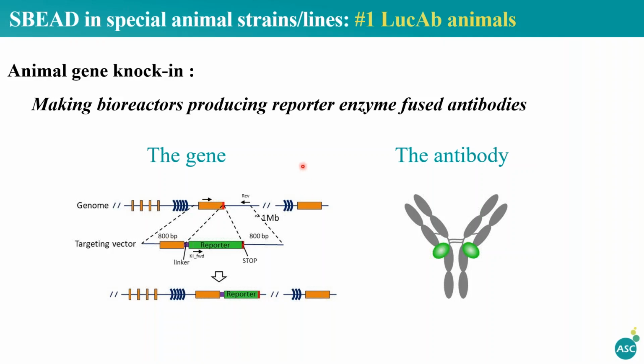The first animal I would show you is LucAb animals, which produce antibodies fused with the luciferase reporter. The idea is that by knocking in a luciferase reporter gene into the open reading frame of the antibody gene, the antibody produced will naturally carry endogenous luciferase reporter so that it can be detected without the use of a secondary antibody. So that the antibody screening can be carried out faster, more conveniently, and often more accurate.